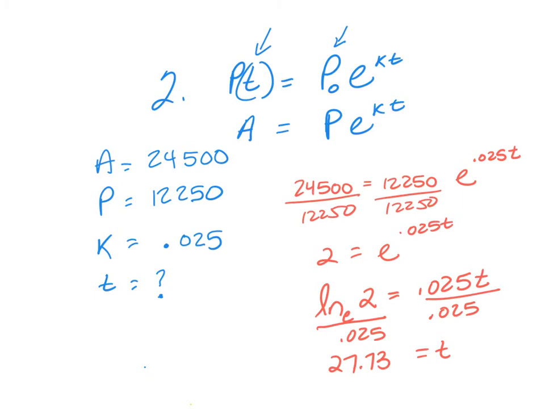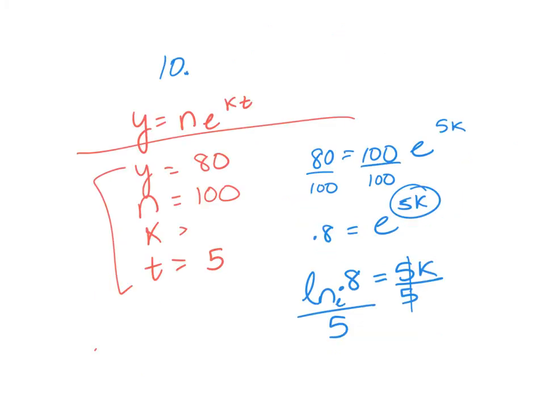27.73 years. So we divide by 100 and we get 0.8, and then we put it in logarithmic form. ln base e of 0.8 equals 5k. Then we divide by 5, and we put that in the calculator. So I get that k equals negative 0.04463.